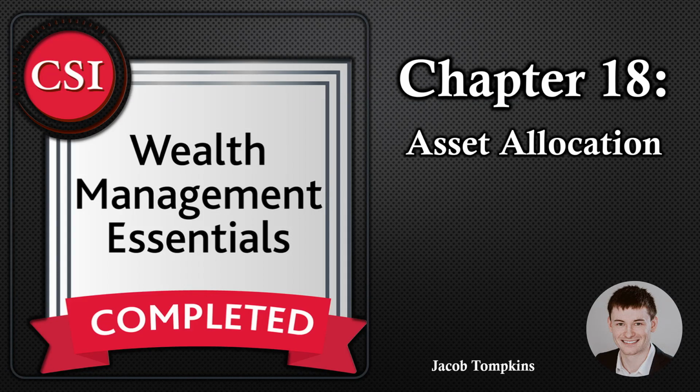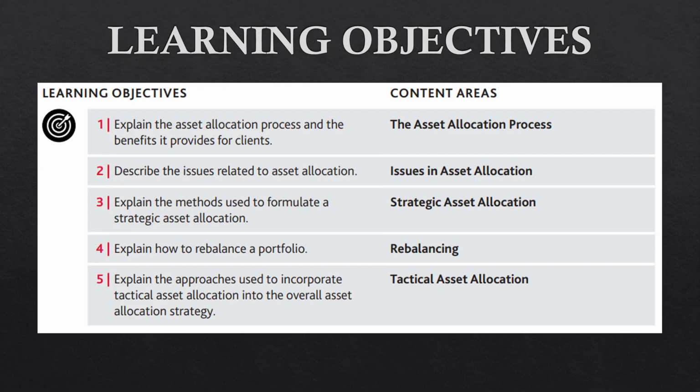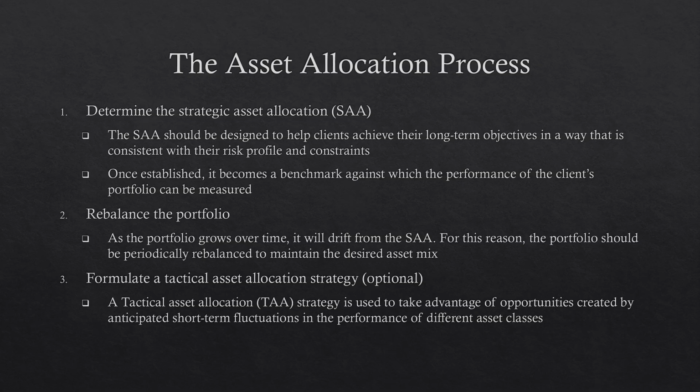In this chapter, we're going to be looking at asset allocation. So it is a build off of the asset allocation that we discussed in the previous chapter. The learning objectives include the asset allocation process, issues in asset allocation, the strategic asset allocation or SAA, rebalancing, and tactical asset allocation.